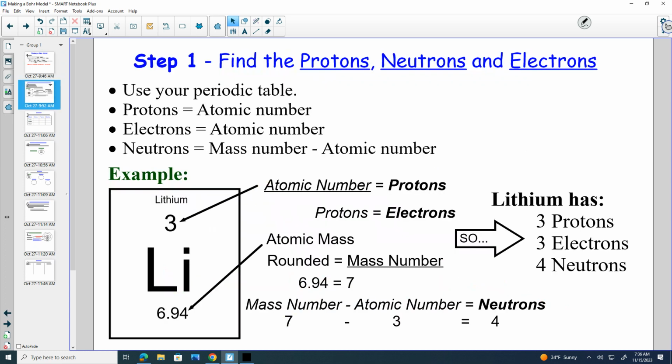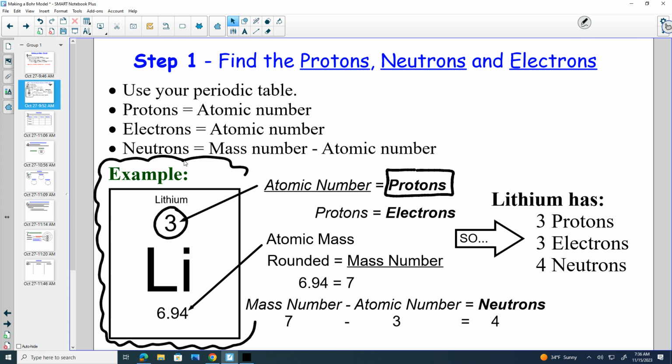In order for you to understand how to make a Bohr model, you need to understand the element key. This is the element key. The element key is the box on the periodic table that has all of the information related to it. So you really need to understand what's going on over here. There's two main numbers you need. The number above the symbol, which is called the atomic number. That tells you directly the number of protons. So lithium has 3 protons.